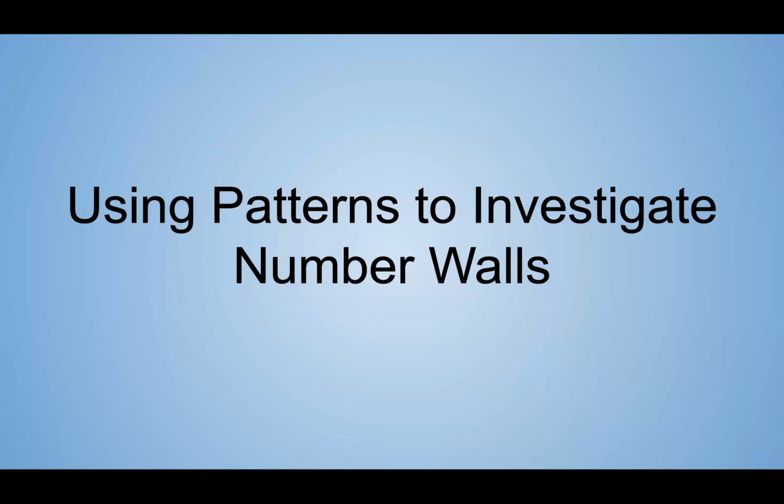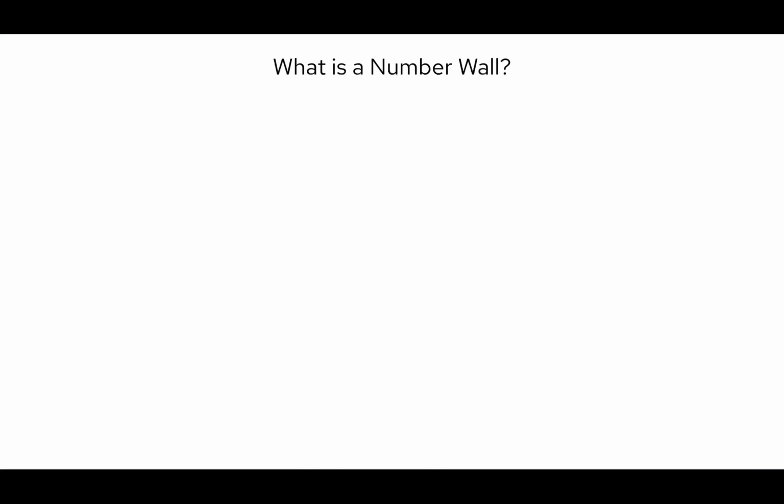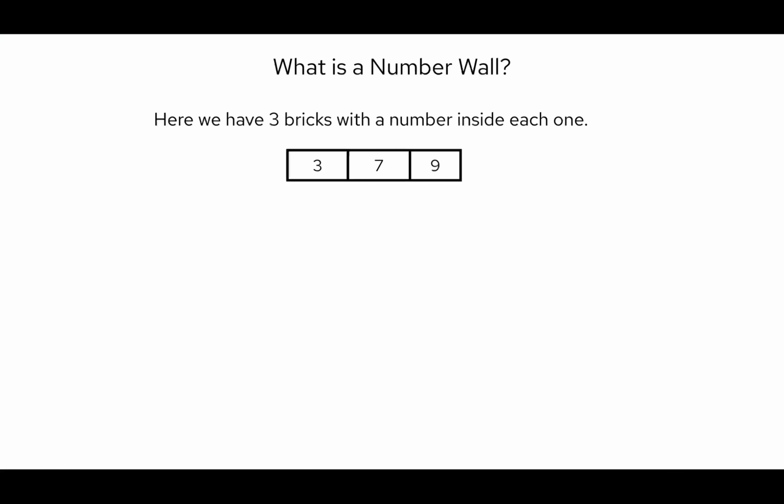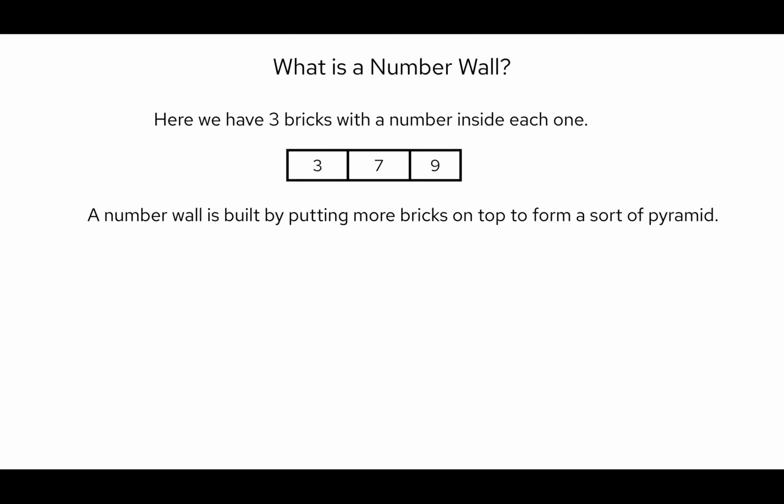Hi, mathletes. Today we're going to use patterns to investigate number walls. So what is a number wall? Well, here we have 3 bricks, and you can see that there's a number inside each one: 3, 7, and 9. And the number wall is putting more bricks on top to form it's like a pyramid.